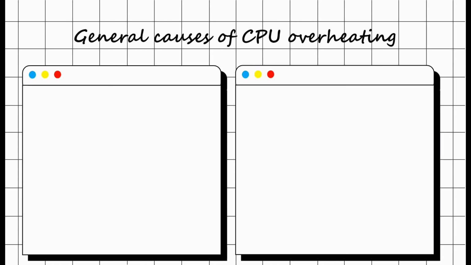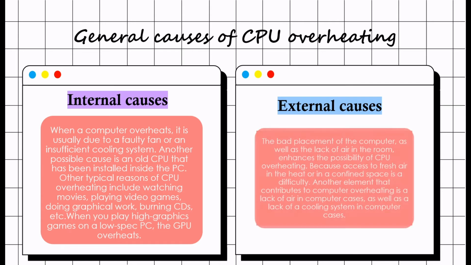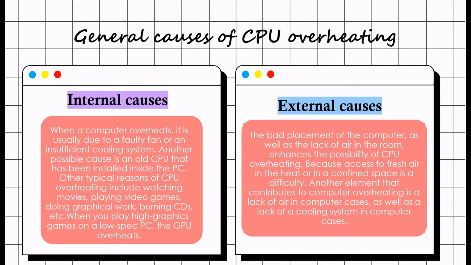General causes of CPU overheating. It has two conditions. Firstly, internal causes. Basically, overheating due to internal causes comes from watching movies, playing video games, and doing graphical work. Secondly, external causes. These come from the computer's surroundings, such as lack of air in the room and lack of air in computer cases.